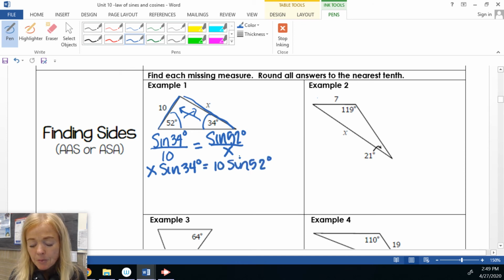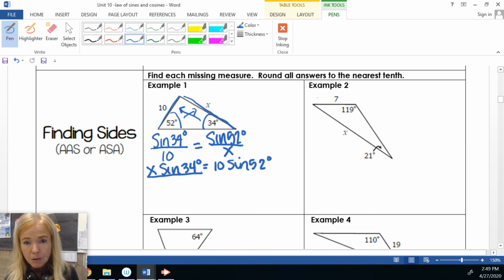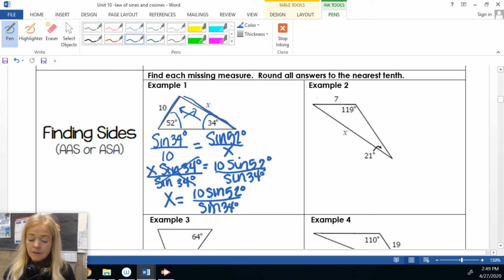Now it's better if you put the x and the 10 in front of the sine when they're multiplying as opposed to after the sine, just because it helps keep the numbers separate. So we have x, a variable that we're solving for, times a number is equal to 10 times a number. And that's easy to solve. We want to solve for x. It's being multiplied by sine 34. So we're going to divide by sine 34 so that we can get rid of that sine 34 and have x equals 10 sine 52 degrees over sine 34 degrees. All right, then use your calculator.